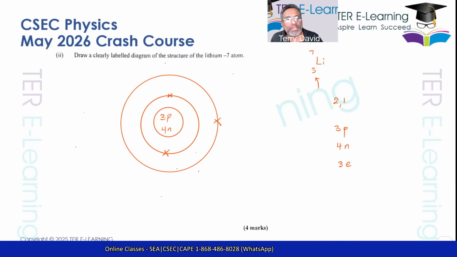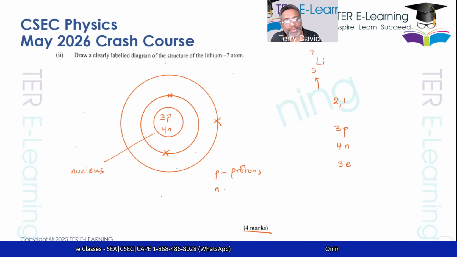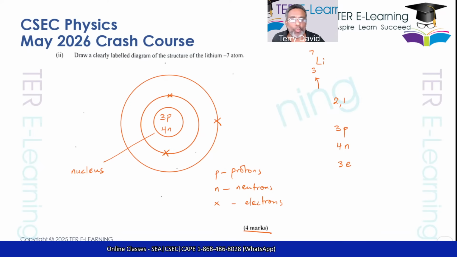Now, when you're labeling a diagram like this, it's 4 marks, so make sure you put everything here. You're going to say this is the nucleus. You're going to tell them that P represents protons. You're going to tell them that N represents neutrons. And you're going to use the X here to represent electrons. Okay? So this is a complete diagram for a lithium atom.